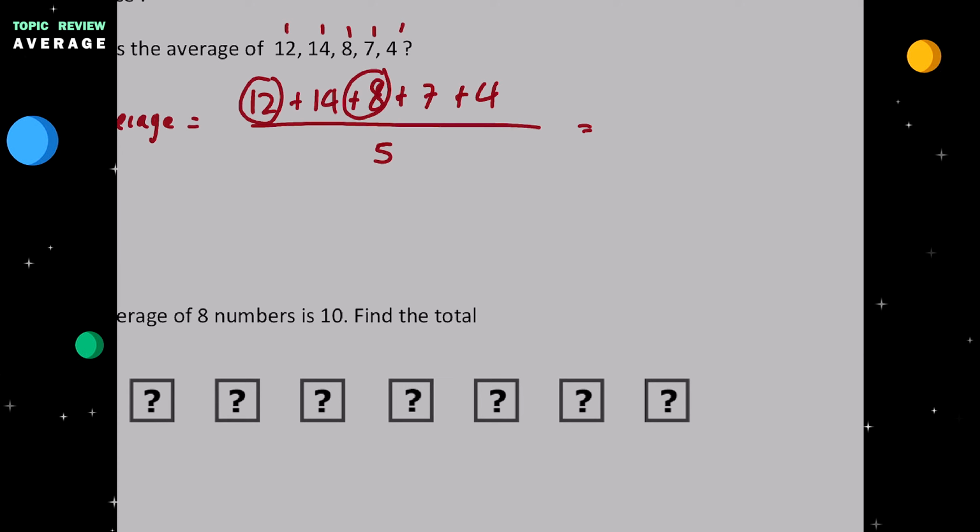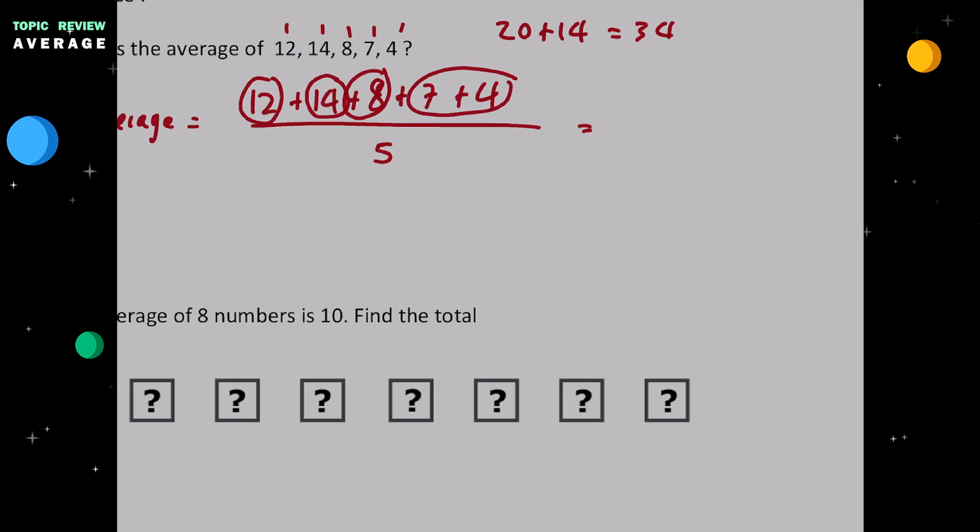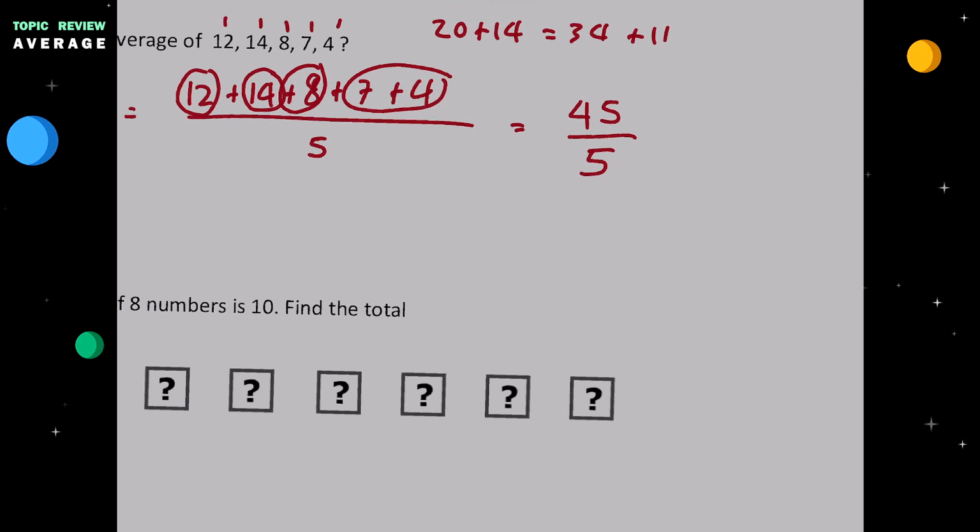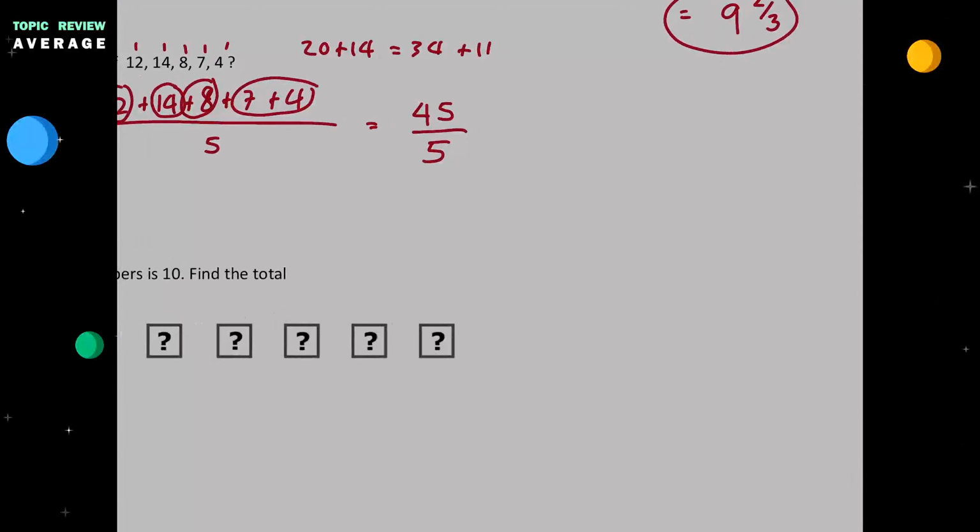So we know that 12 plus 8 is 20. 20 plus 14 is 34. 34 plus 11 is equal to 45. So this top number should be 45, and then the bottom number should be 5. Now this is a fraction, which means division. So 45 divided by 5 just gives us 9. So the average is 9.